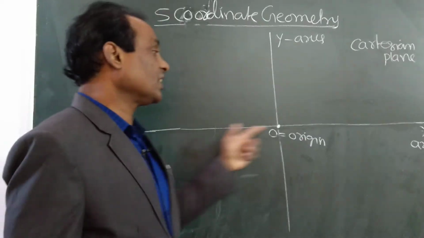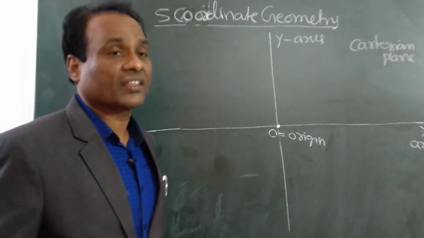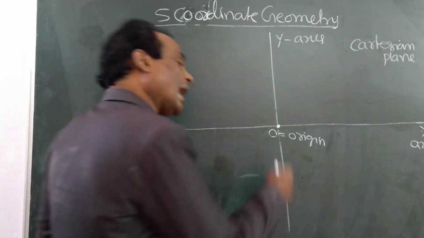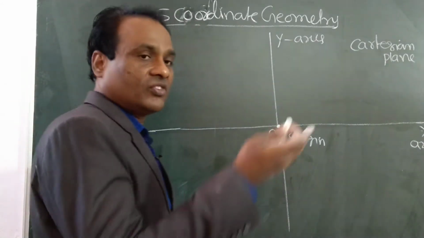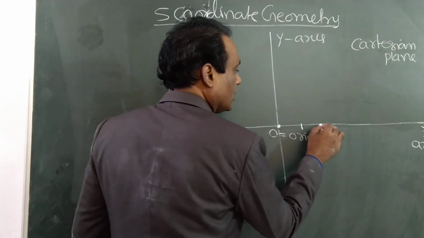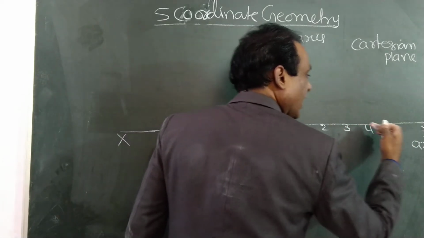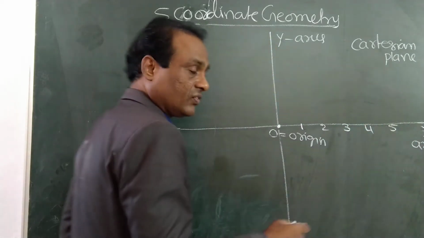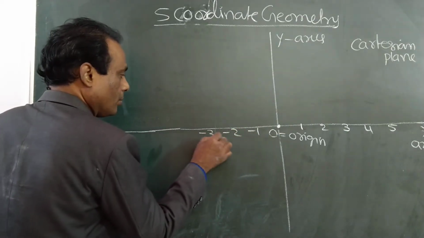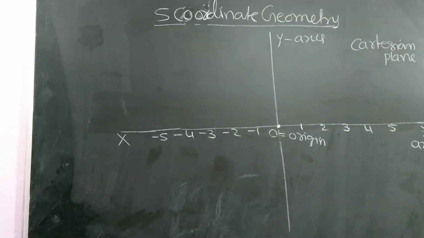So the horizontal reference line is the x-axis, the vertical reference line is the y-axis, and the point of intersection is called the origin. Now, like the number system we used to do, we take the numbers like this: 1, 2, 3, 4, 5. Positive values on this side and negative values on this side: -1, -2, -3, -4, -5, up to minus infinity.